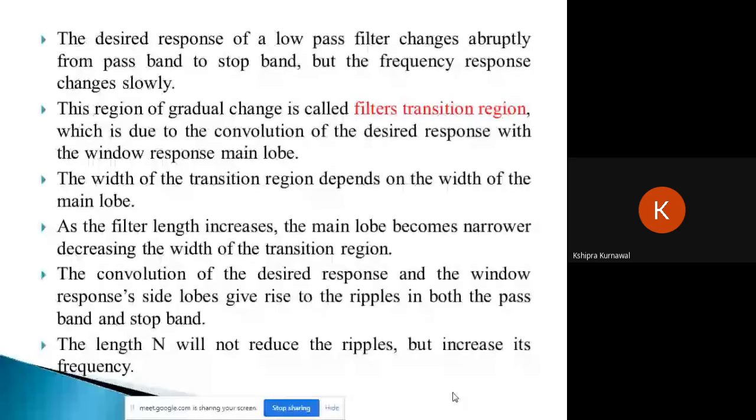Desired response of a low pass filter changes abruptly from pass band to stop band, but the frequency response changes slowly. What does it mean? The desired response is like a theoretical value we can say. मतलब theoretical और ideal case में क्या होता है low pass filter के लिए? What will happen in ideal case for low pass filter? There is a sudden change. बराबर suddenly zero पे आ जाता है वहां पे. But the frequency response suddenly zero पे आता है क्या वहां पे? No. Practically आता है क्या वहां पे? No. तो slowly change होता है वहां पे. So that is the meaning of first point.